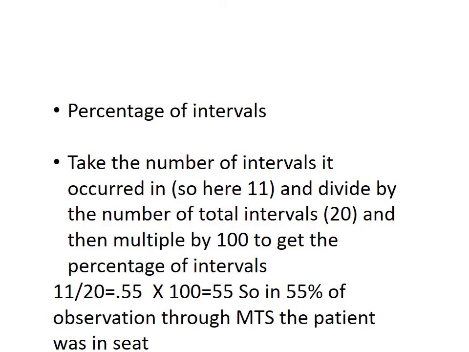We could do the same thing and calculate a percentage of intervals. Here, there were 11 times he was in his seat when the teacher or observer looked up. We take that 11, divide by 20, which gets us 0.55, and multiply that by 100, which gets us 55. So we can say through MTS, or momentary time sampling, he was in his seat 55% of the observation.